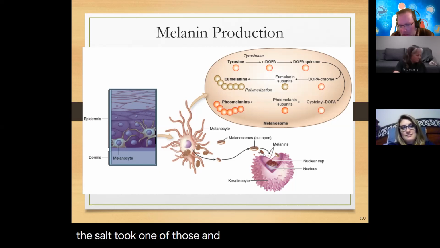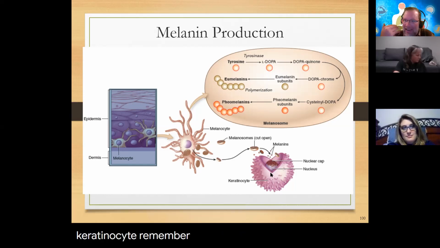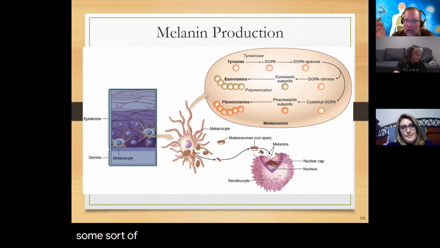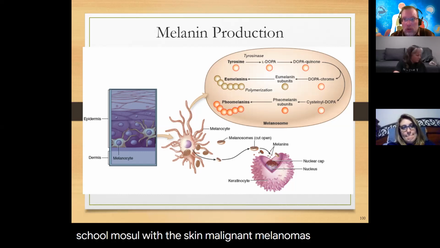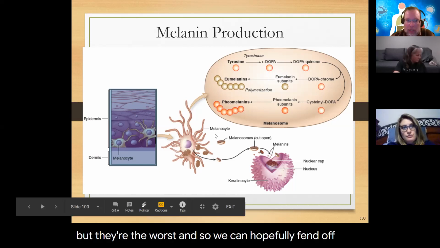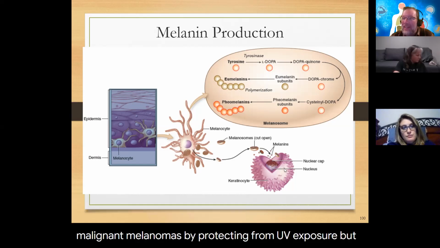And then we get to a keratinocyte. Remember, the majority of your epidermis is keratinocytes. They're the ones that need to be protected, because the primary skin cancer that we see is going to be some sort of basal cell carcinoma or squamous cell issue with the skin. Malignant melanomas are rare, but they're the worst. Hopefully we can fend off malignant melanomas by protecting from UV exposure. But anyway, it's the keratinocytes that need the protection.